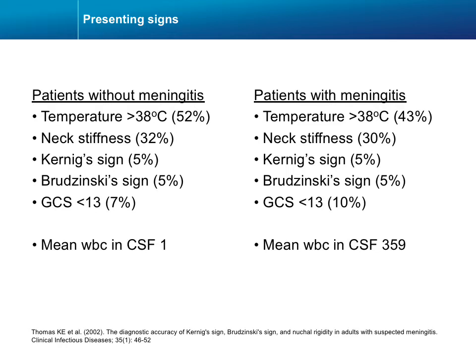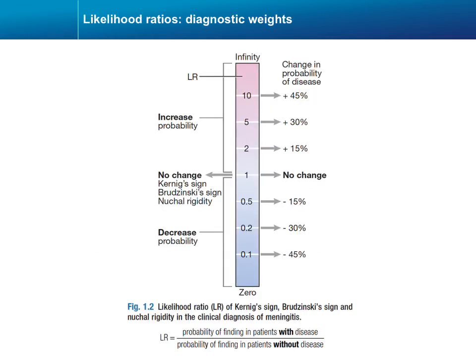And you can see here that neck stiffness and Koenig's and Brudzinski signs are equally likely to be found in people without meningitis and with meningitis. And that's what likelihood ratios are. A likelihood ratio is a diagnostic weight. It's the probability of the finding in patients with the disease over the probability of the finding in patients without the disease. So if the likelihood ratio is around 1, that means it has no weight whatsoever in helping you make a decision.